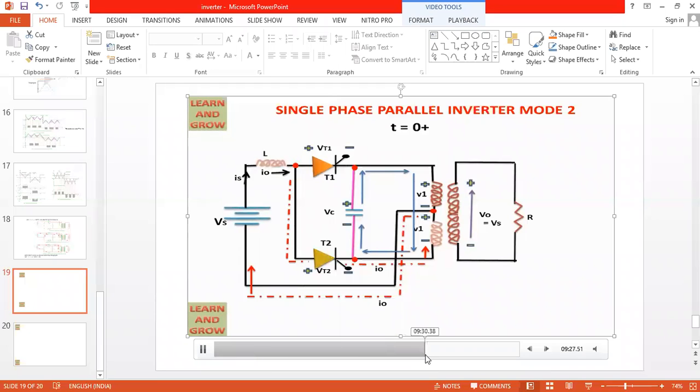Remember this point here. Under mode 2, two things will happen. SCR T2 is on and the capacitor is discharging its energy, and that energy has to come back to the negative terminal of the capacitor, C minus. I hope mode 1 and mode 2 are clear. Okay. So our ultimate aim is to generate the AC signal.